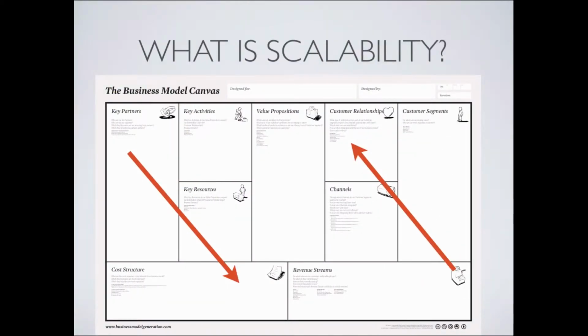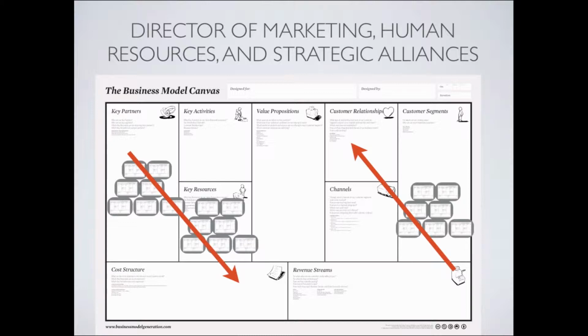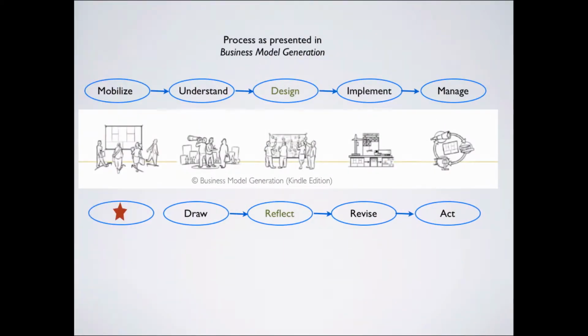Now, what exactly is scalability? Scalability is being able to increase revenues while at the same time proportionately decrease the cost per transaction. So that not only do we get more revenues, but it's not costing us the same amount and our profitability is going way up. That sounds really great, but it takes a lot of the business model to do it. In fact, this is a job for our Director of Marketing, Human Resources, and Strategic Alliances, which is probably more than any single individual can be.